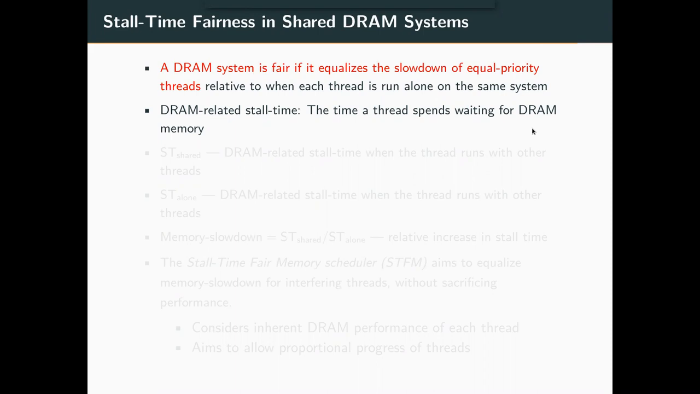We have to first talk about a few definitions before we see how this would actually work. The first definition is that a DRAM system is fair if it equalizes the slowdown of equal priority threads relative to when each thread is run alone on the same system. What does this mean in practice? We have thread A and thread B, both with priority 1 in our OS. Our DRAM system would be fair if the slowdown that each of them experiences is relatively equal. If they're both experiencing a 1.5 times slowdown, then that's equitable. If one is experiencing a 1.2 times slowdown and the other a 7 times slowdown, that would be inequitable.